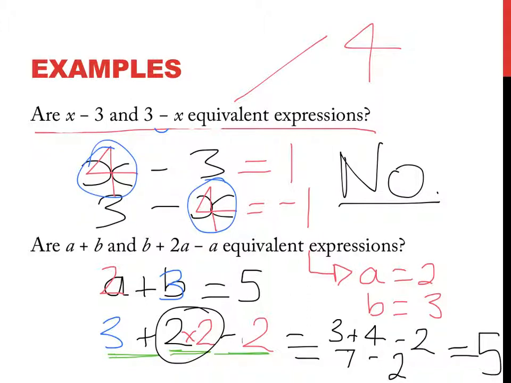If I got the same answer for this one as I got for this expression, what that means is a plus b and b plus 2a minus a are equivalent. So I can just substitute in and I will always get a definite answer. And that's how I work out equivalent expressions, guys.